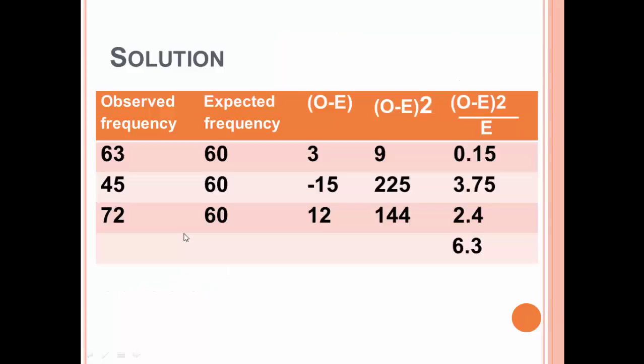Solution: observed values are 63, 45, 72. Expected frequencies are 60, 60, 60, and observed values minus expected frequencies gives us the following values, that is 3, minus 15, 12, and on squaring we get 9, 225, 144, and on dividing by the expected frequencies we get 0.15, 3.75, 2.4, and the total comes out to be 6.3.